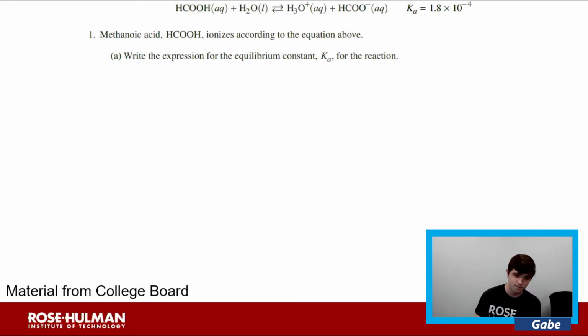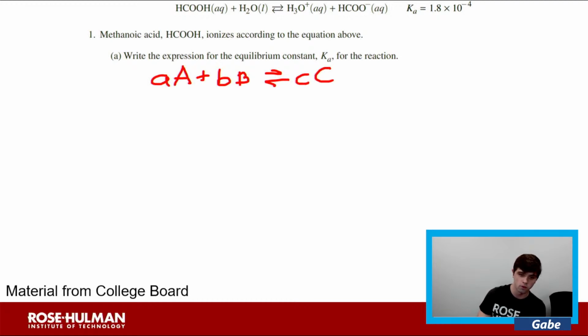Methanoic acid, HCOOH, ionizes according to the equation above. Write the expression for the equilibrium constant, Ka, for the reaction. When we look at the equation they're given, and we think of an equilibrium constant expression, we look at the equation like this: lowercase a capital A plus lowercase b capital B, and then our equilibrium arrows, because it is an equilibrium expression, yields lowercase c capital C plus lowercase d capital D.